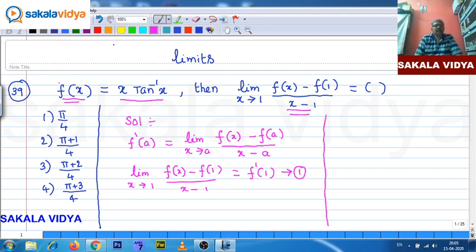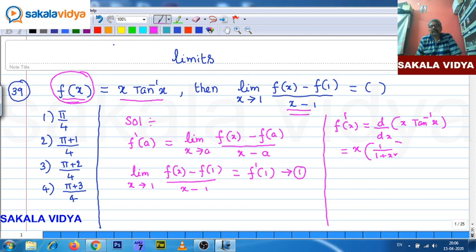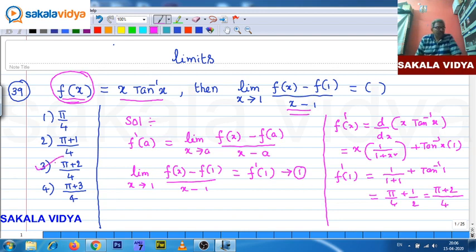So, f dash 1 means you need to find f dash x, the derivative of this function with respect to x. So, differentiate both sides with respect to x. F dash x is equal to d by dx of x tan inverse x. Then the product rule you need to apply, uv function. So, this equals x into the derivative of tan inverse x, which is 1 by 1 plus x square, plus tan inverse x into the derivative of x, which is 1. Now we need to find f dash 1, that is the required one. So, f dash 1 is equal to 1 upon 1 plus 1 square, plus tan inverse 1. Tan inverse 1 is pi by 4, so it is pi by 4 plus 1 by 2. Now if you take 4 as LCM, we have pi plus 2 by 4. Third option is the right option.